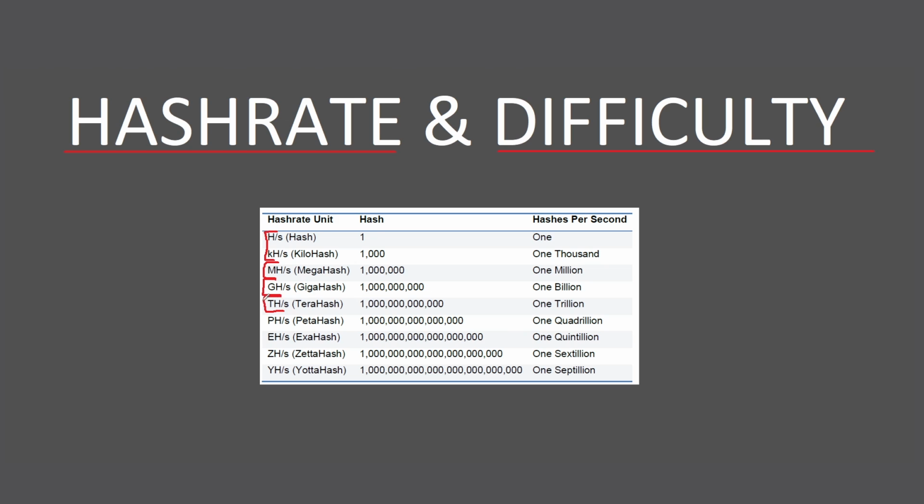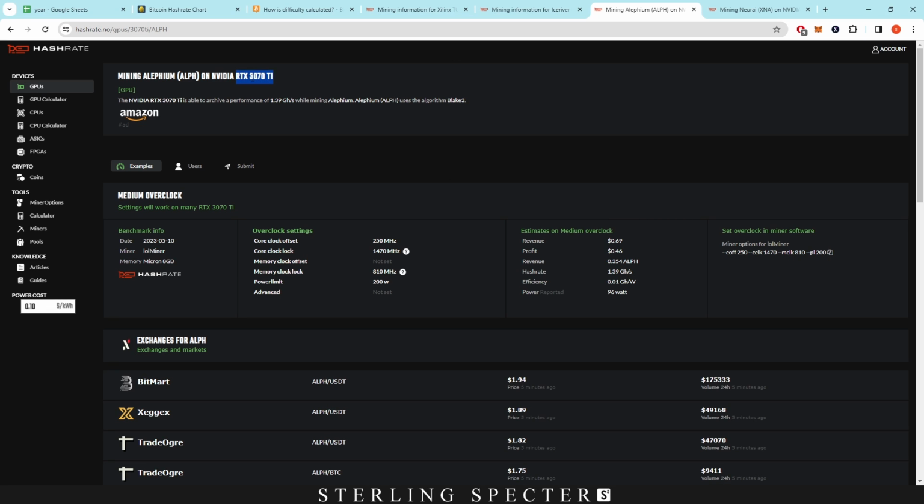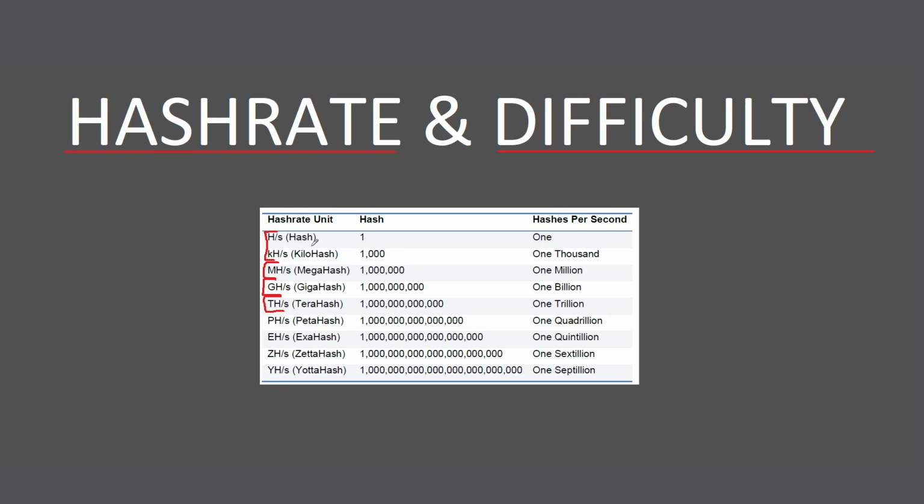Now, as I said, it's all network dependent, based on the mining algorithm that you're using. I'll just show you a quick example here. As we can see, we have a 3070 Ti. This is a figure of hash rate that we've taken from HashRate.no. This is on the Blake3 algorithm. The hash rate for one of these cards on the Blake3 algorithm is 1.39 gigahash. Normally, as we said, this would have been in the megahash range if it was a GPU. However, Blake3 is a very efficient algorithm, so GPUs can be more efficient on it.